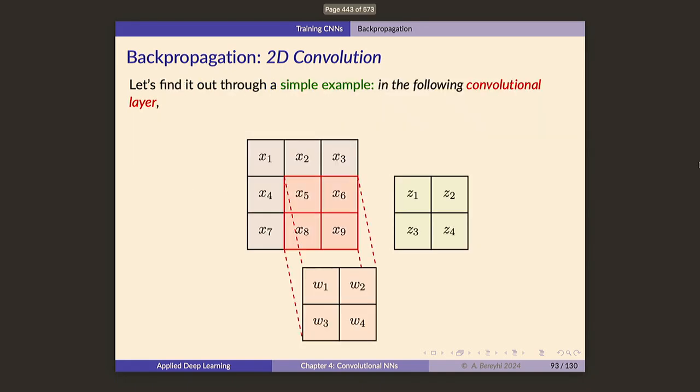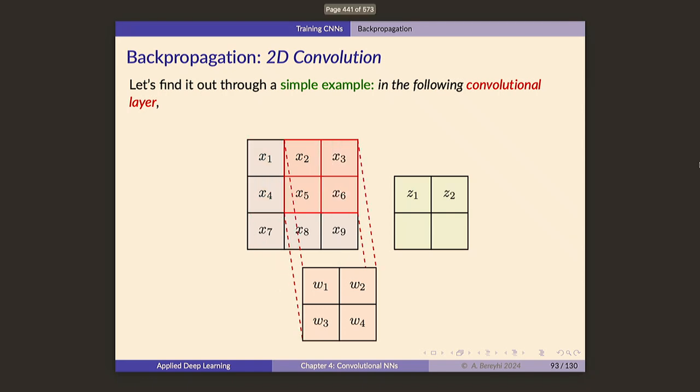But if you look at this guy, what do you think about those partial derivatives of z with respect to x1? Does it show up here? Yeah. What is that partial derivative? Exactly. It's going to be W1 because you have this Z1. Z1 is basically W1 times X1, W2 times X2, W3 times X4, W4 times X5, and then the sum of them. So when you compute the partial derivative, it's going to be W1, right?